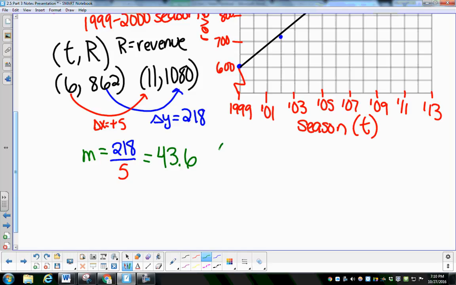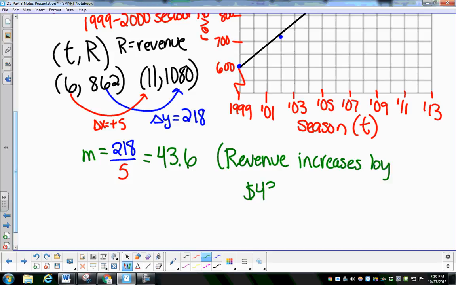Okay, so this means that their revenue increases by $43.6 million each year.